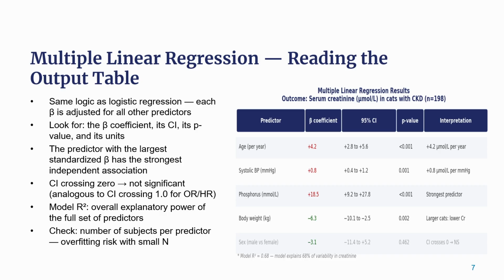Watch for overfitting. The same rule of thumb applies as for logistic regression. You need sufficient observations per predictor. For linear regression, a rough guideline is at least 10 to 20 subjects per predictor in the model, though the more rigorous requirement is based on the residual variance structure.